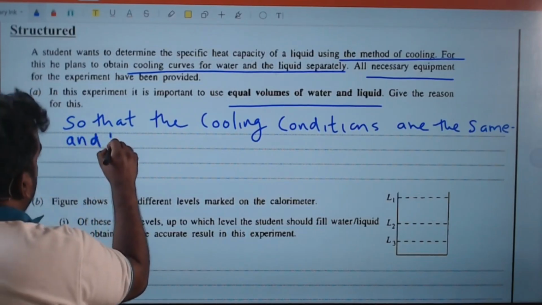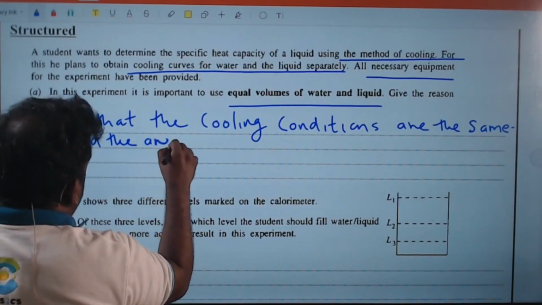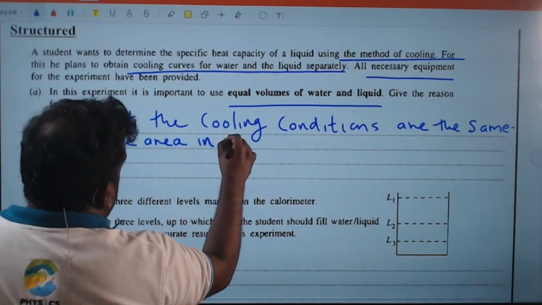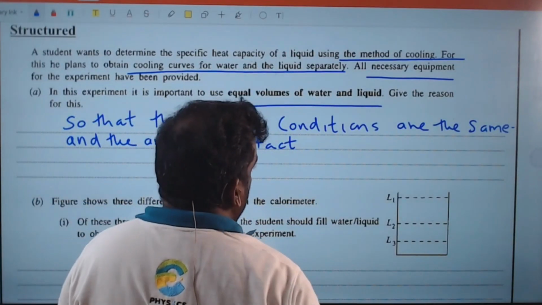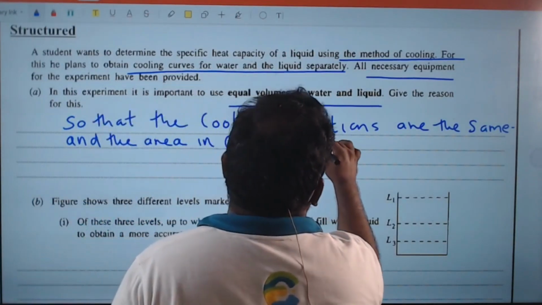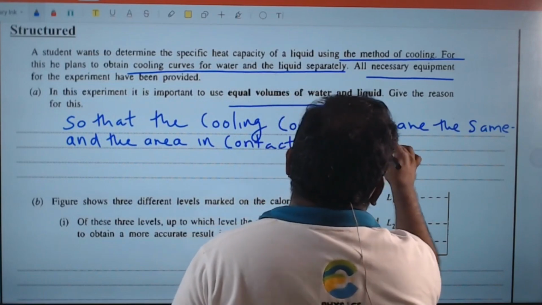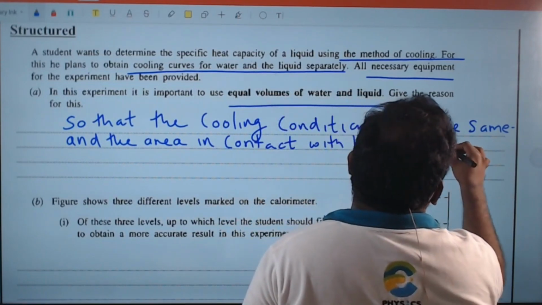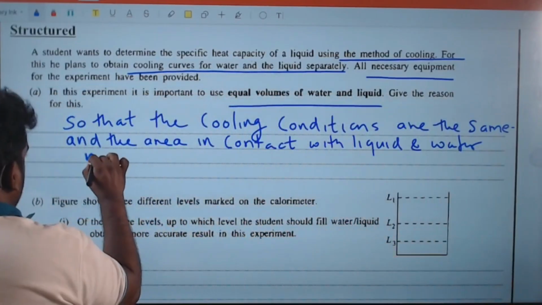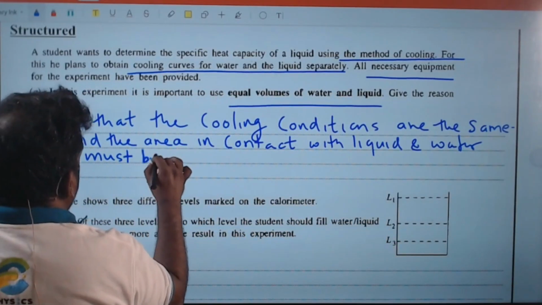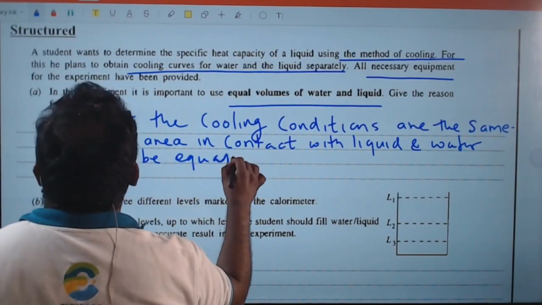And the area in contact with liquid and water must be equal. Right.